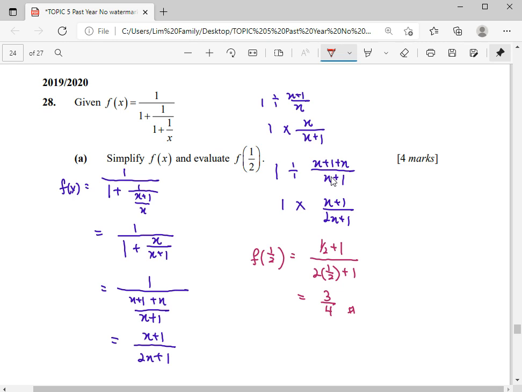So the first part is how we simplify this fraction. And then in the second part, we come to the answer. Then we substitute our value of 1 over 2 in order to evaluate f of 1 over 2.